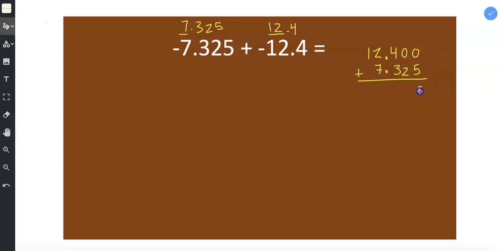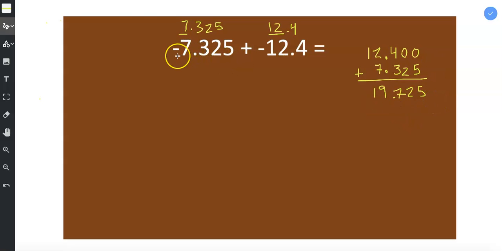0 and 5 is 5. 0 and 2 is 2. 4 and 3 makes 7. I bring down the decimal. 2 and 7 makes 9. And 1 and 0 makes 0. So we've just added those two numbers together.